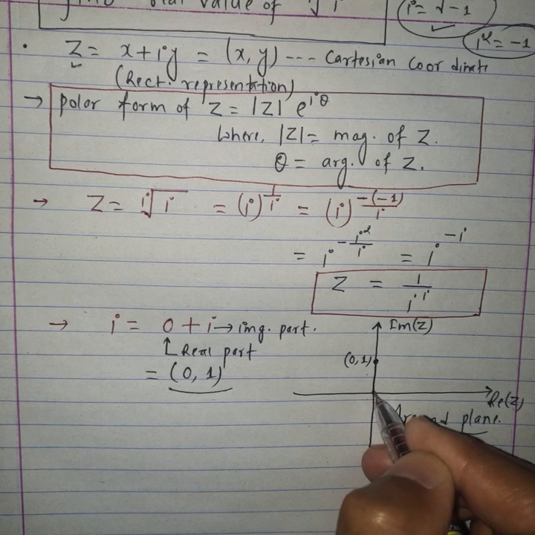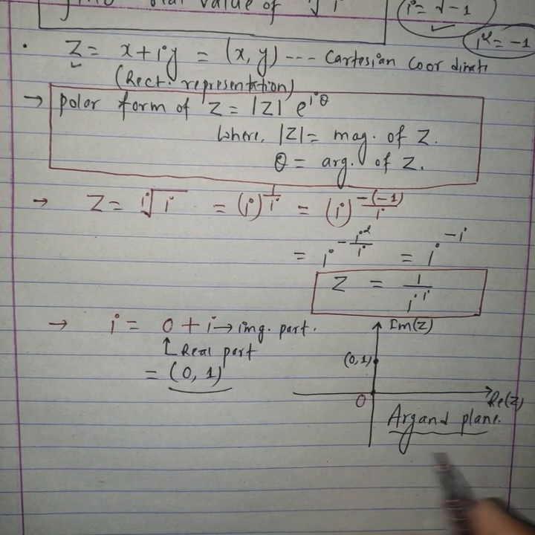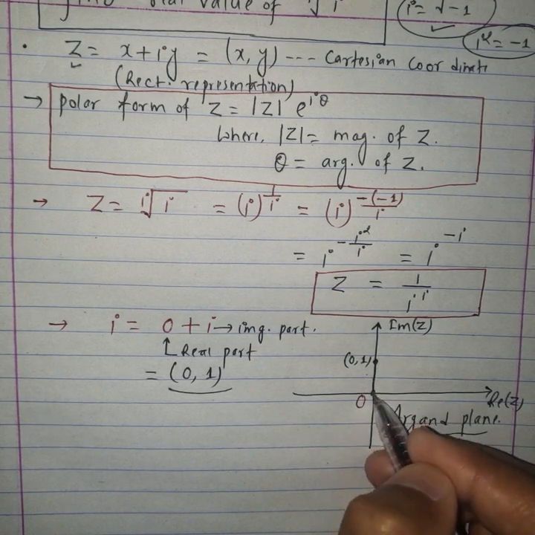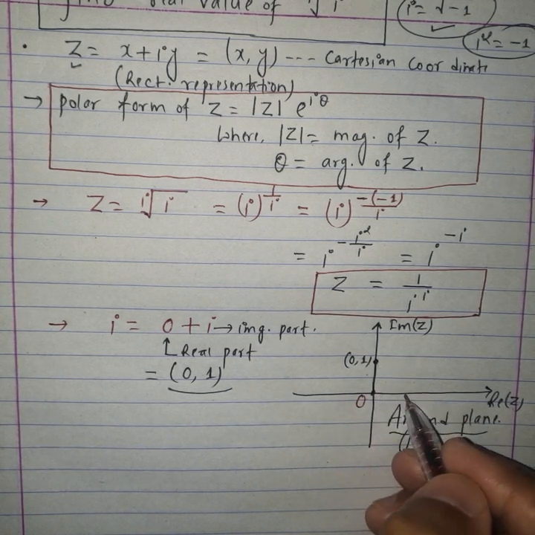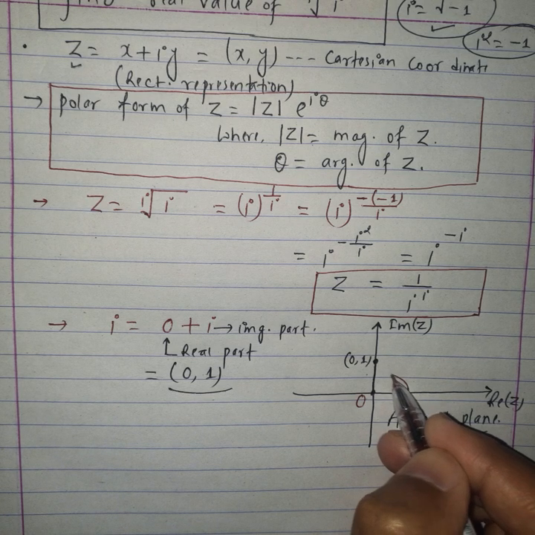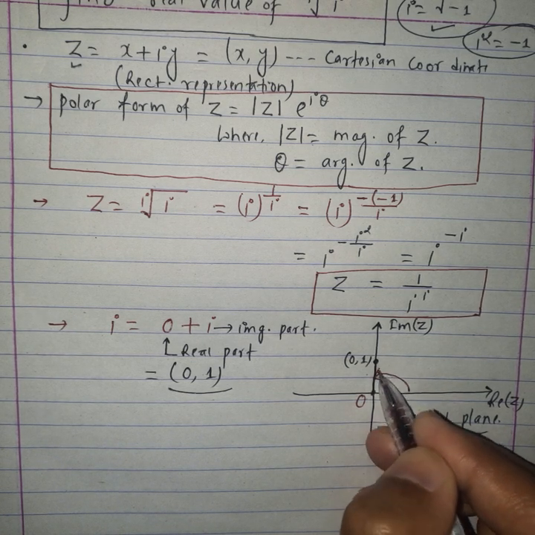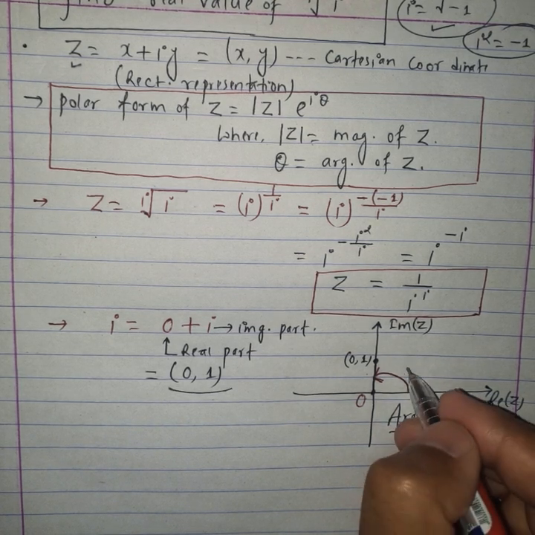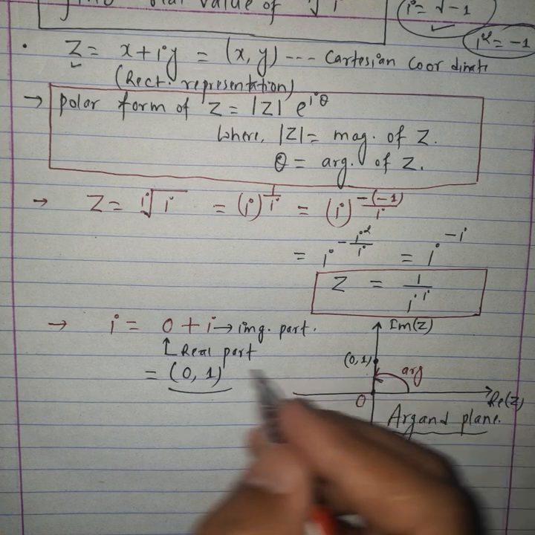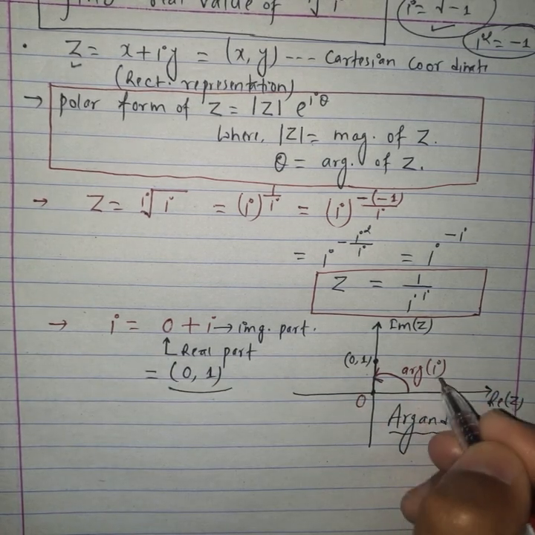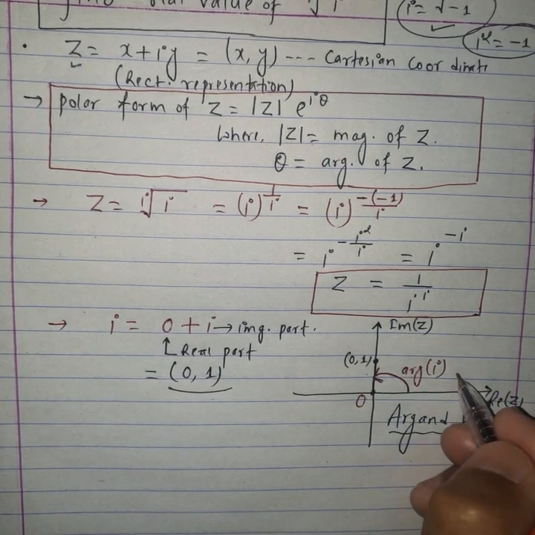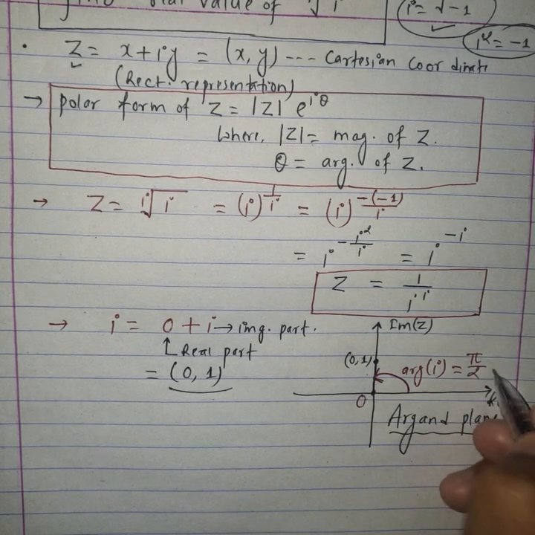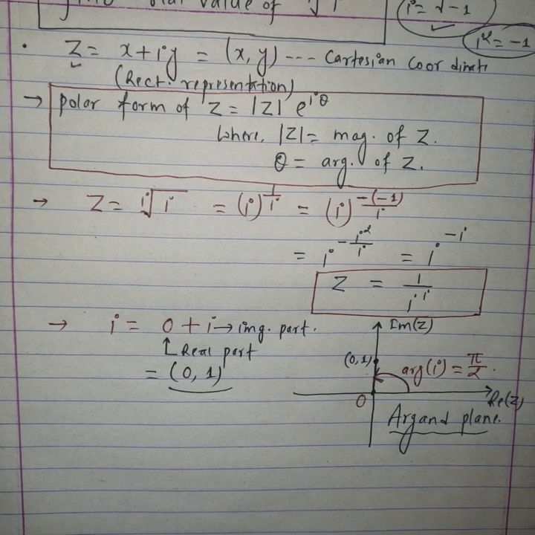Here this line is from the origin O, and the angle made by this radial vector with the positive x-axis in the counterclockwise direction is just the argument of the complex number i. Here we can easily observe that this angle is just pi over 2, just 90 degrees.